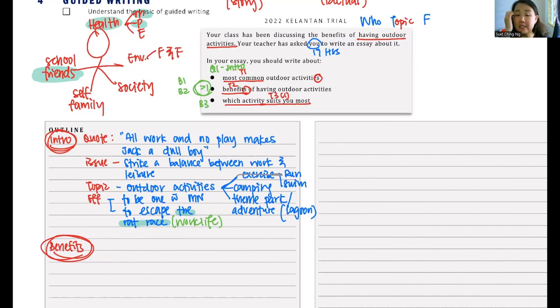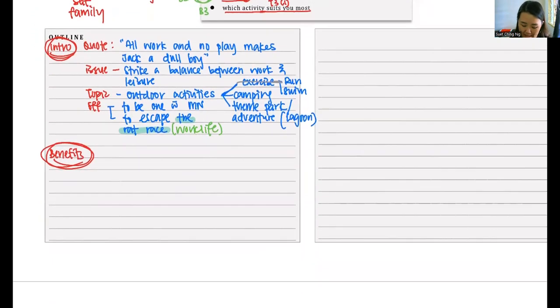No. Why? I already said, right? Try not to give points from the same branch. If you choose mental and physical, both also health, seems like your point is very similar. So I would choose one friend and one health branch. Okay, so let's put that all in. Apply your PEEE.